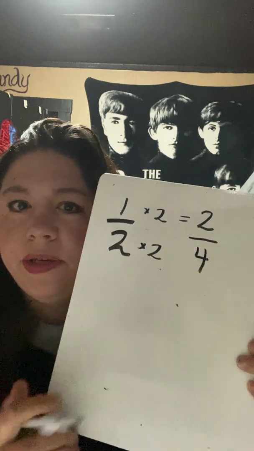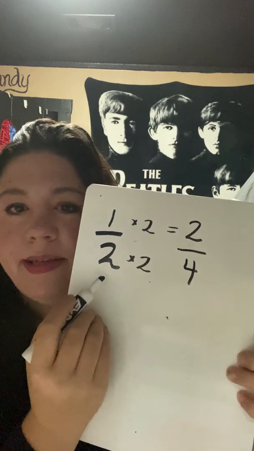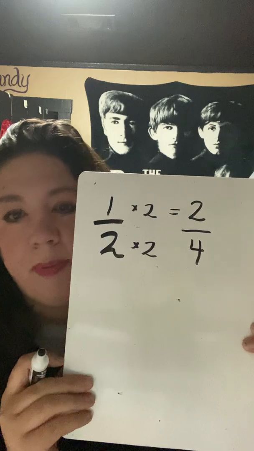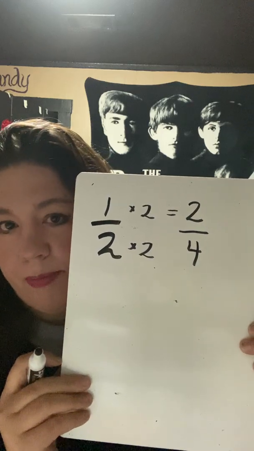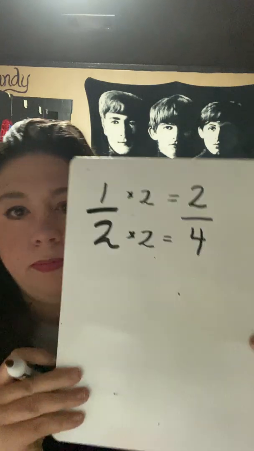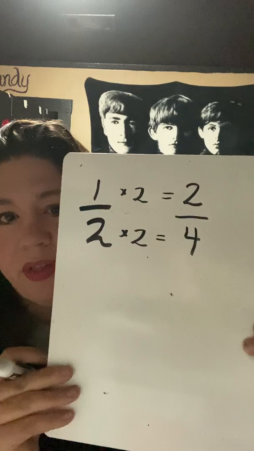I'm multiplying the top and the bottom by the same number. One times 2 is 2, and 2 times 2 is 4. So is 2/4 equivalent to 1/2? Yes. I multiply both the top and the bottom number by the same number. One half is equal to 2/4. They are equivalent. Next one.